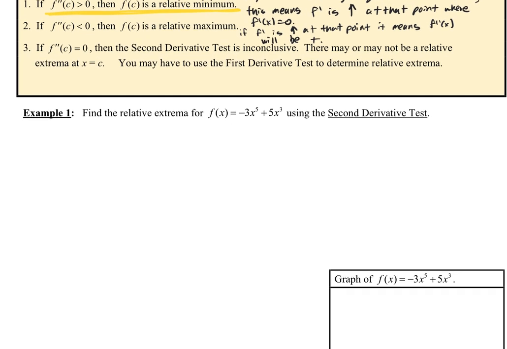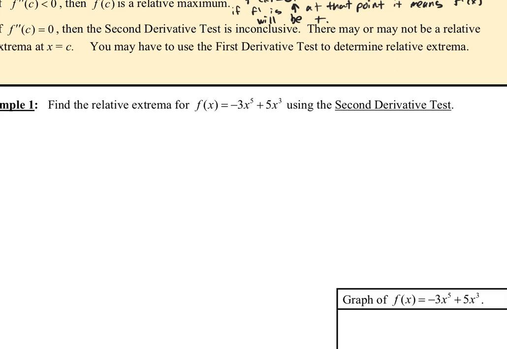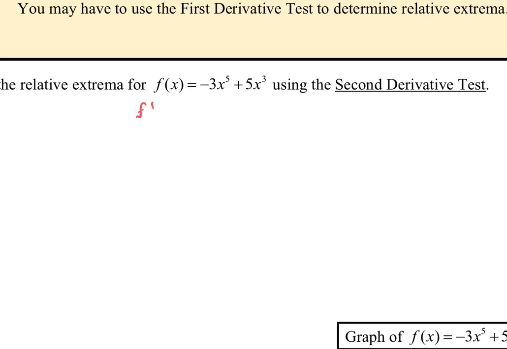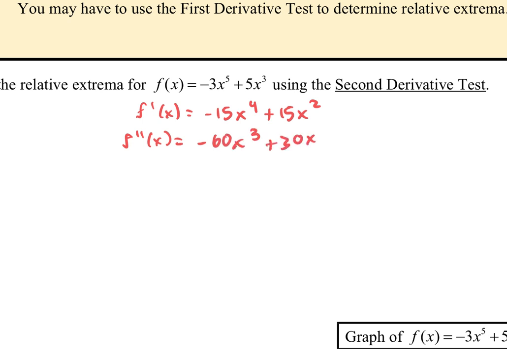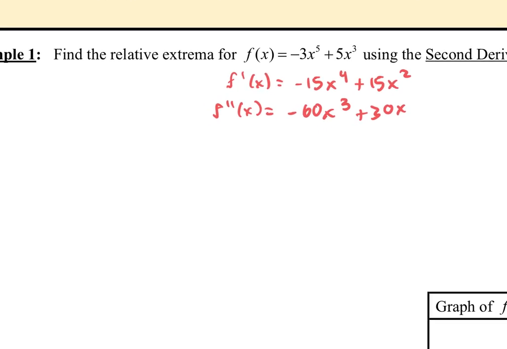All right, so let's look at the example. So what are we going to do? We're going to start by finding its first and second derivative. Just get both of those out of the way. So where's the first? The first derivative is negative 15x to the 4th plus 15x squared. What is the second derivative? The second derivative is negative 60x to the 3rd plus 30x.